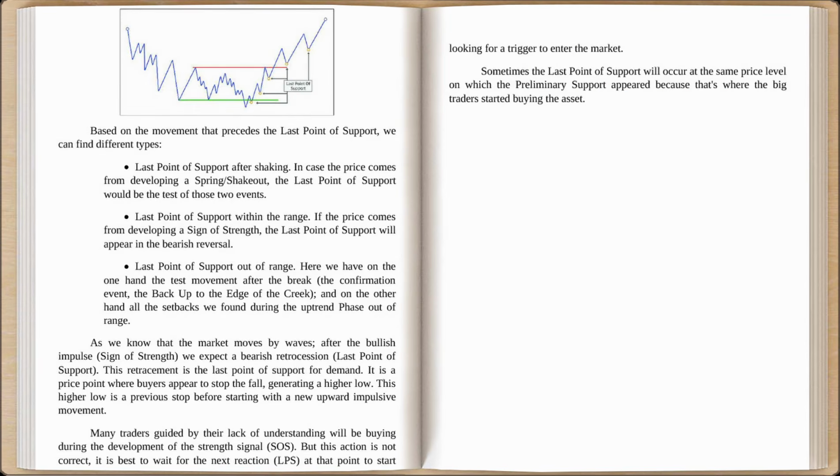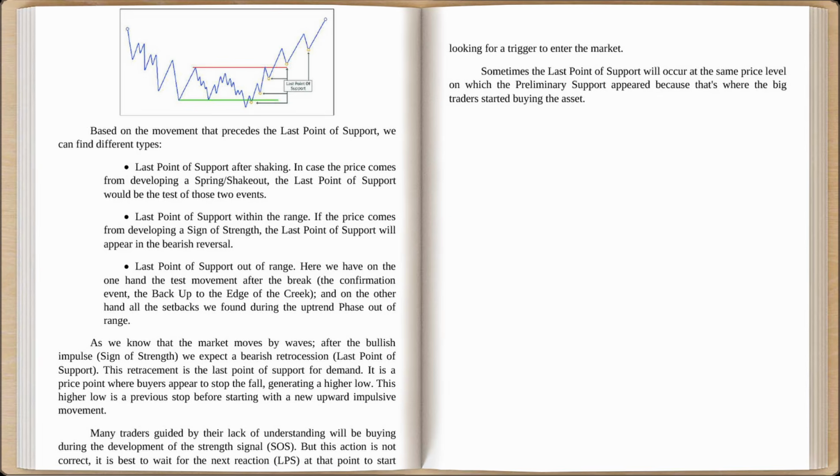Based on the movement that precedes the last point of support, we can find different types. Last point of support after shakeout: in case the price comes from developing a spring/shakeout, the last point of support would be the test of those two events. Last point of support within the range. If the price comes from developing a sign of strength, the last point of support will appear in the bearish reversal. Last point of support out of range. Here we have on the one hand the test movement after the break, the confirmation event, the back up to the edge of the creek. And on the other hand, all the setbacks we found during the uptrend phase out of range.